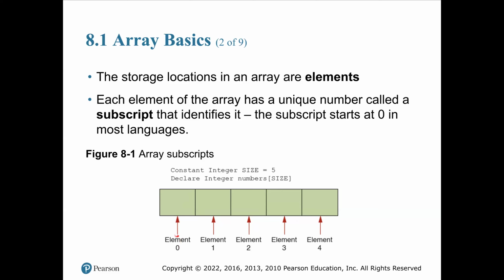The first element is always going to be 0, and we have 0, 1, 2, 3, 4. So in this case, this is an array of length 5, and it has 5 elements starting at 0. So 0, 1, 2, 3, 4. That's 5 elements in that array.